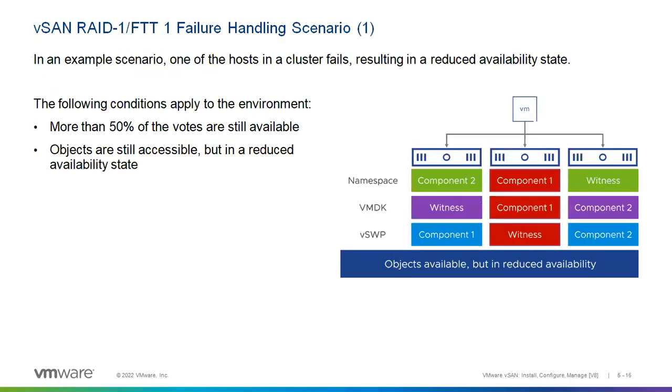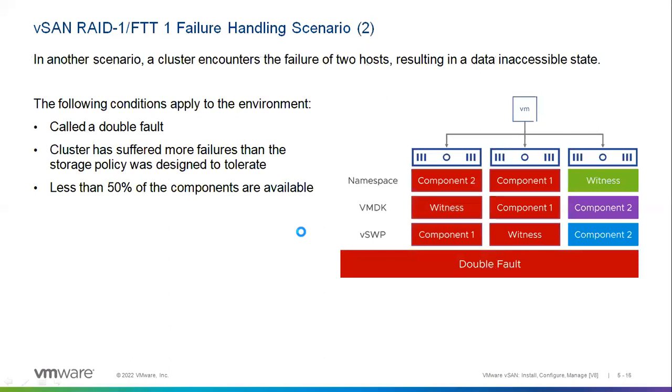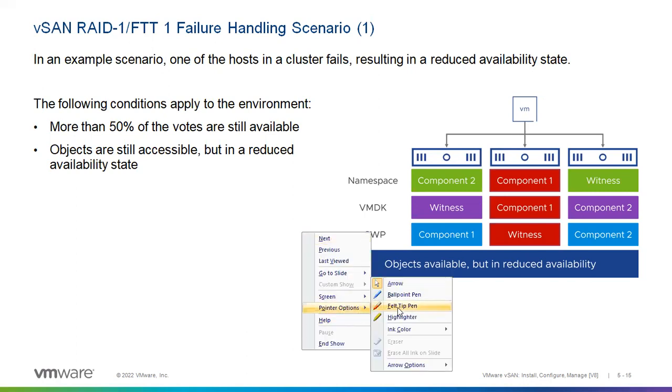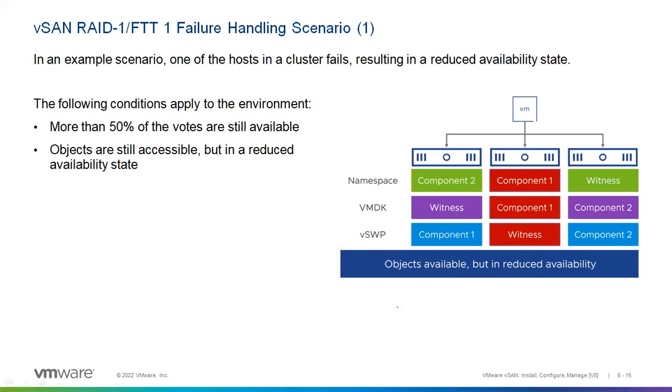The method I told you. For any of the objects you apply the policy to, just one moment. Here you can see the namespace. For the namespace, you have applied the policy to component 1 and component 2. You can see for the VMDK you have applied a different policy, and for swap you have applied a different policy.